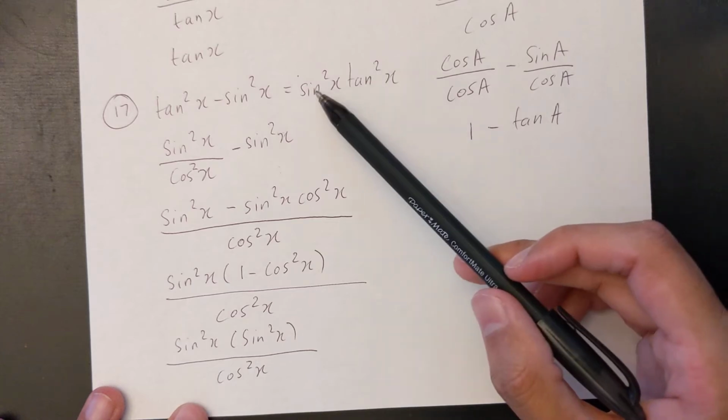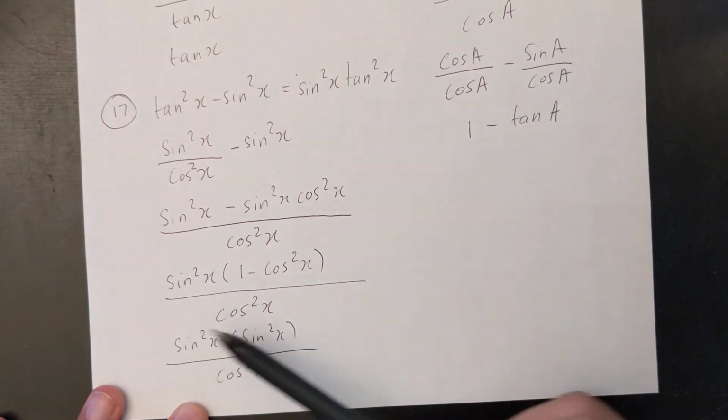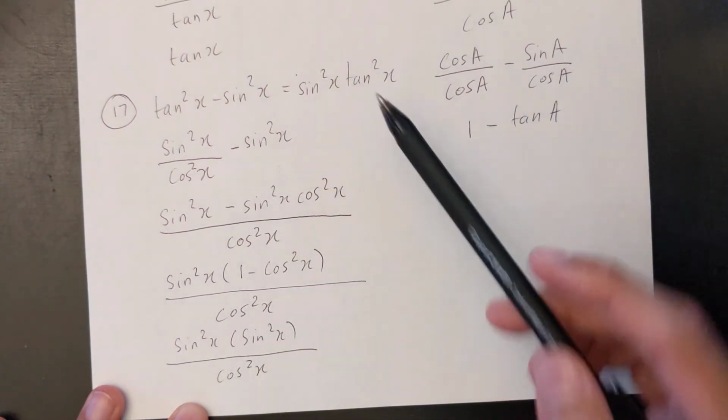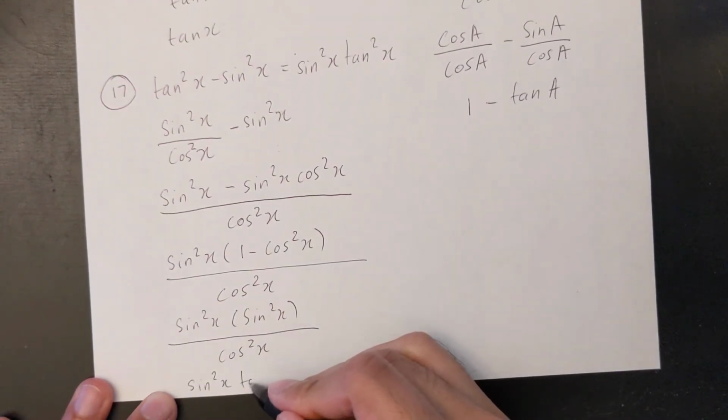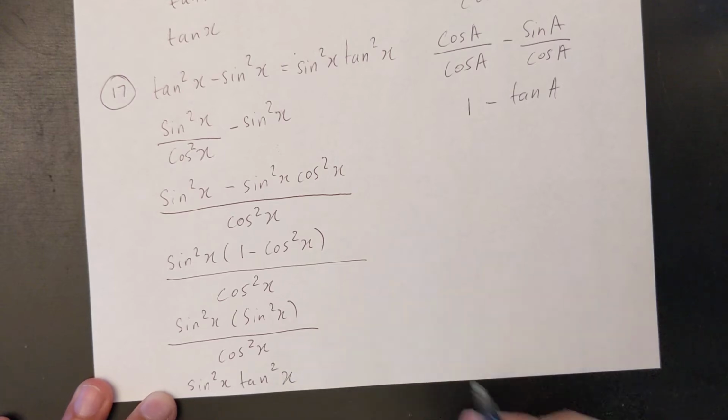Then if I compare to the other side, sine square x's are the same, and sine square x over cos square x is just tan square x. So my final solution, sine square x, tan square x.